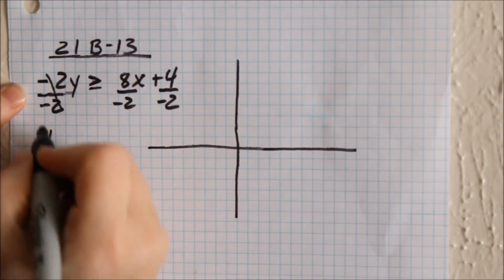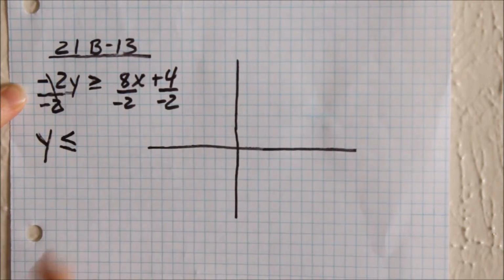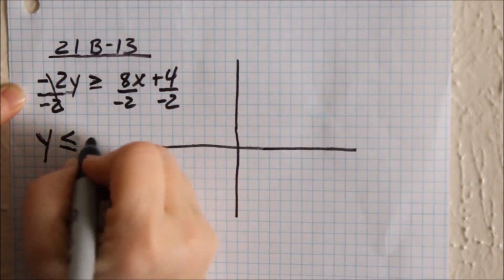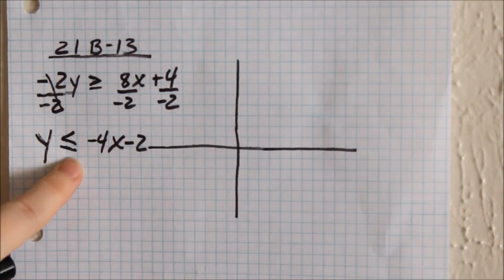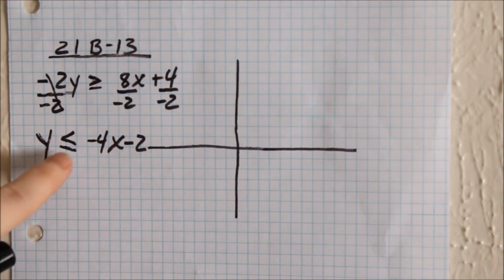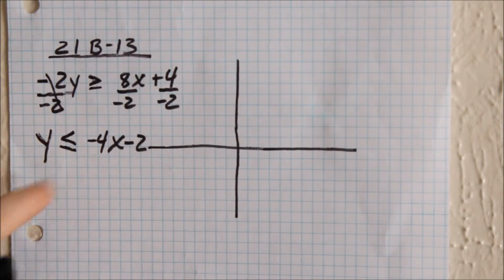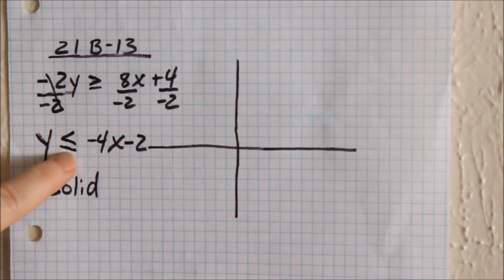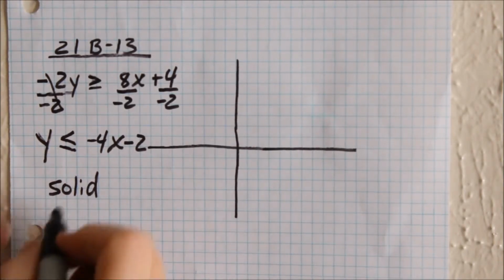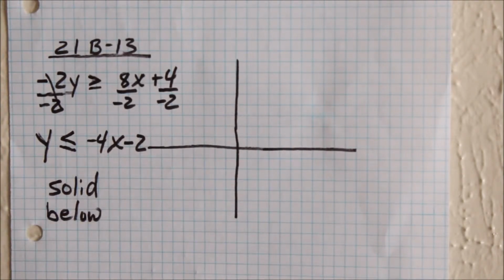So it's now y, and instead of greater than or equal to, it will now be less than or equal to 8 divided by negative 2, negative 4x minus 2. So this is our new equation to graph. This is less than or equal to, it's got the equal to sign on there, so it will be a solid line. And we are less than, so less than means below, so we will shade below the line. So let's graph this like a normal line.